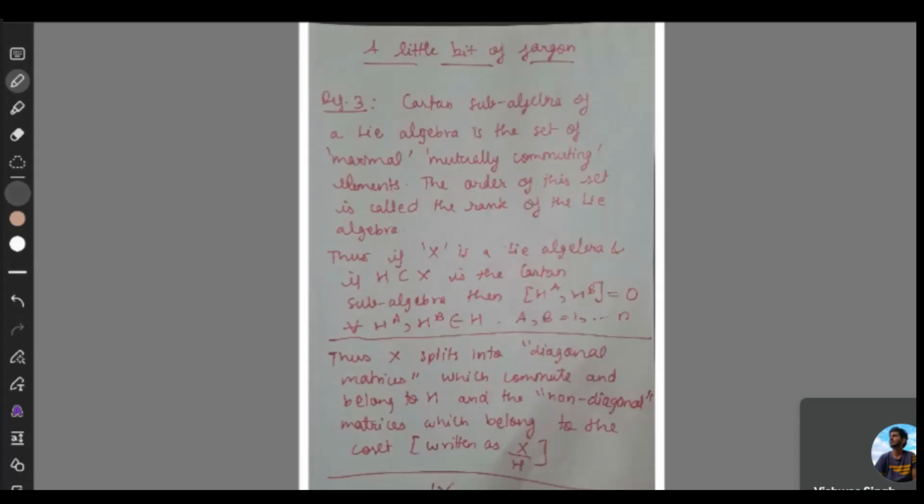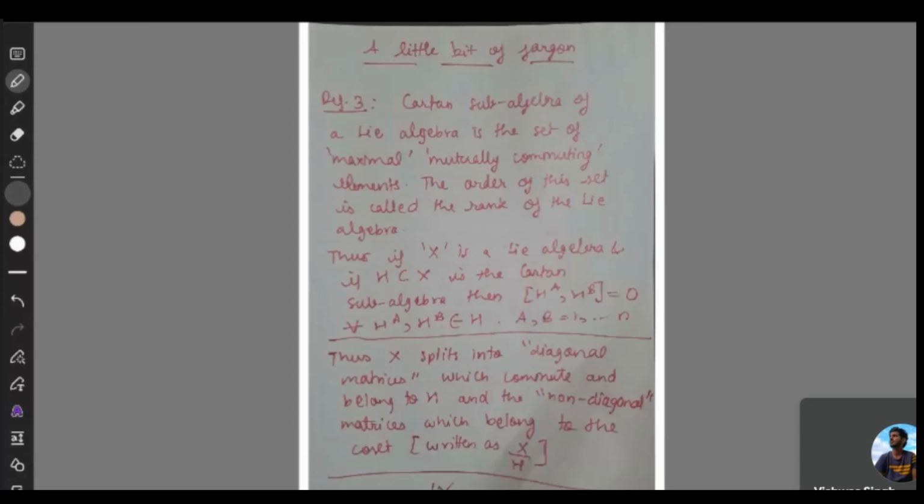The Lie algebra is composed of diagonal matrices which commute amongst each other, and these form a subalgebra of the Lie algebra, which is the Cartan subalgebra, and other matrices which are non-diagonal. All of them are non-diagonal. Okay. And I will give a very good example in the next slide of this. So, the structure of the Lie algebra is clear, I hope.